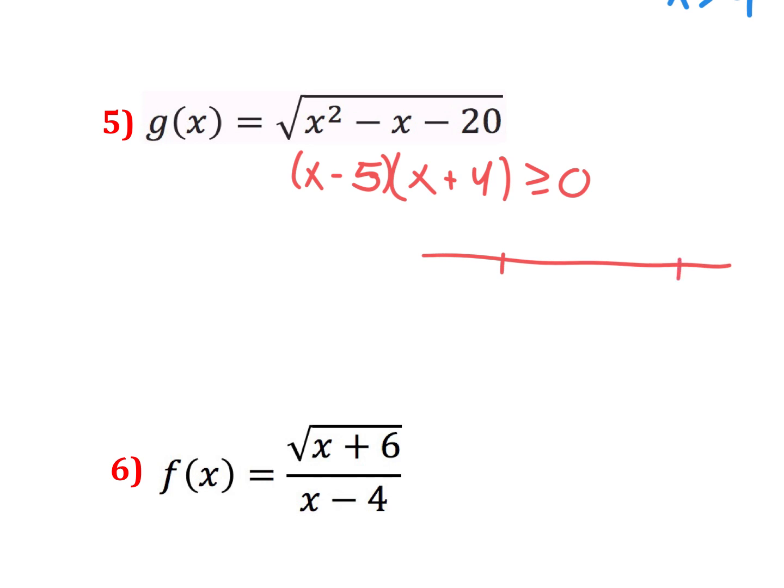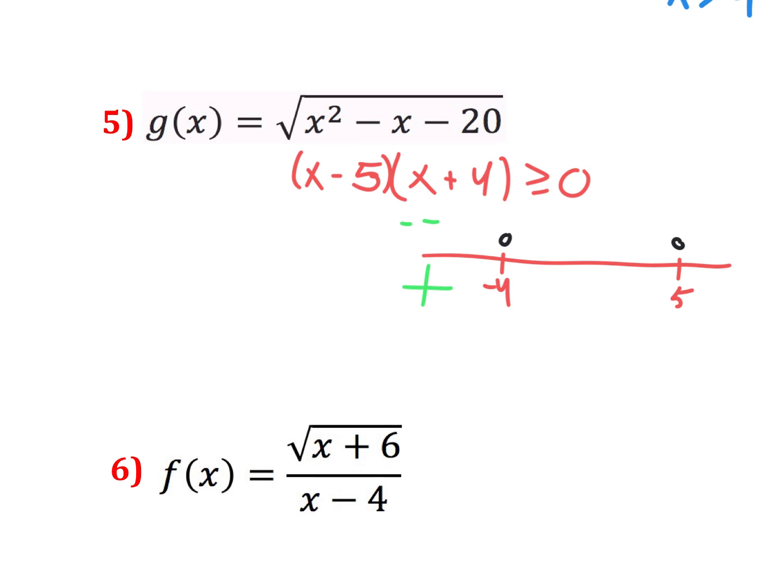I know that exactly at negative 4 and positive 5, our function is equaling 0. But I need to know what happens way back here. If I plugged in some negative number, say negative 10, negative 10 minus 5 is a negative result. Negative 10 plus 4 is a negative result. That is a positive product. I don't care what the specific product is, I just care that it's positive.